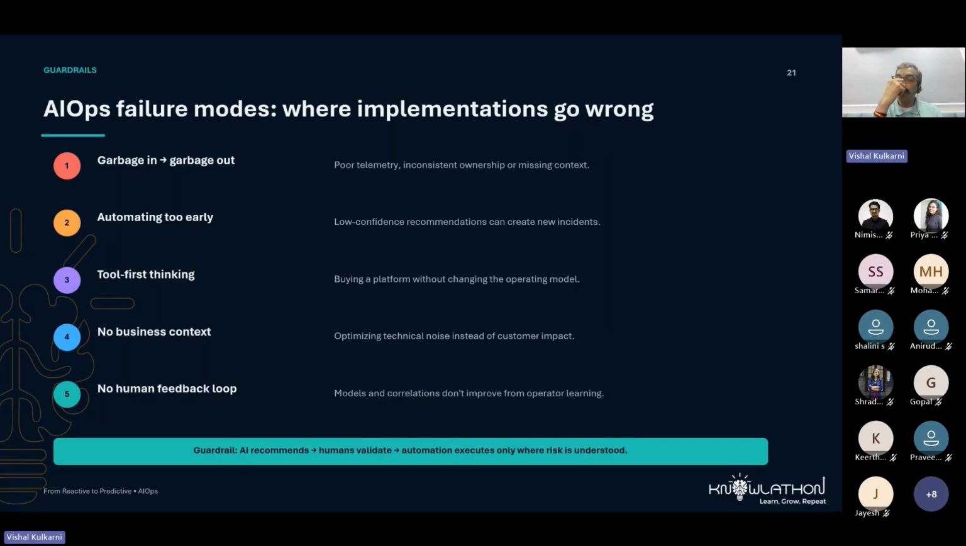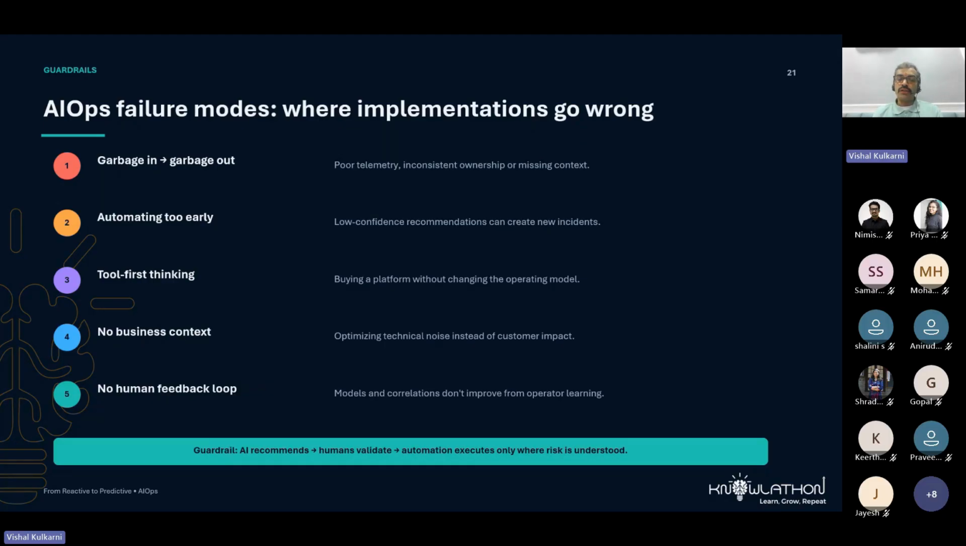Models and correlations don't improve from the operators' learning, because there is no, I always look at it from three C's. There is no coordination, communication, and collaboration, and that creates a problem over here.